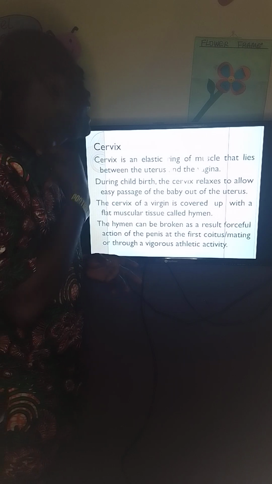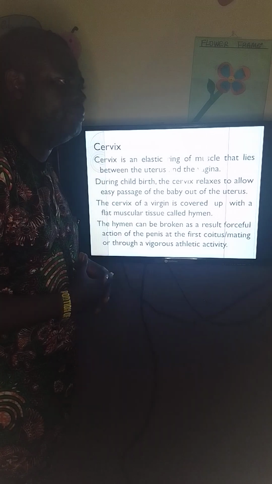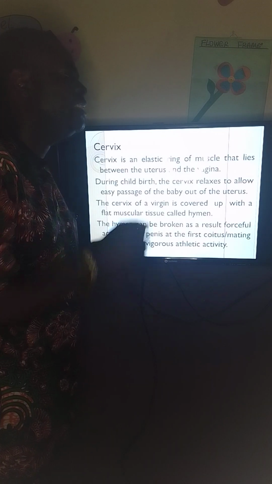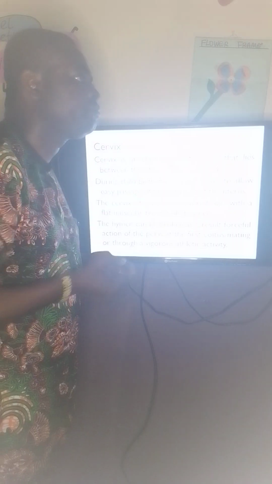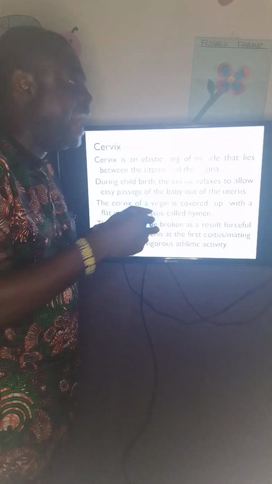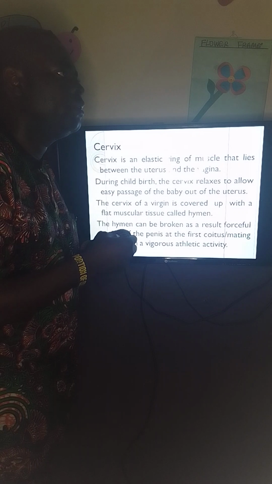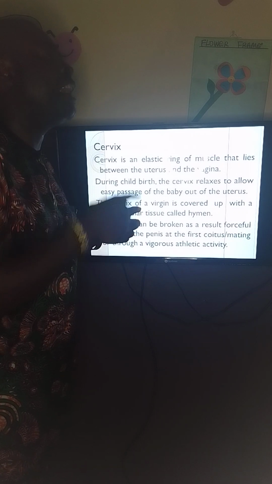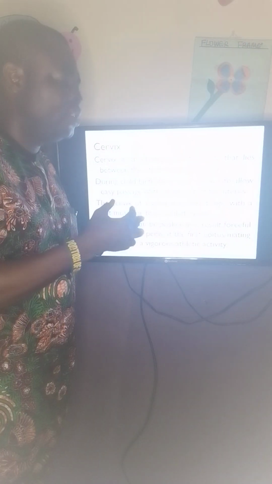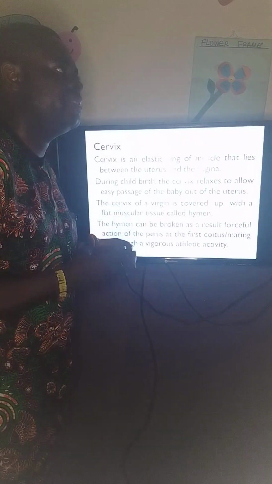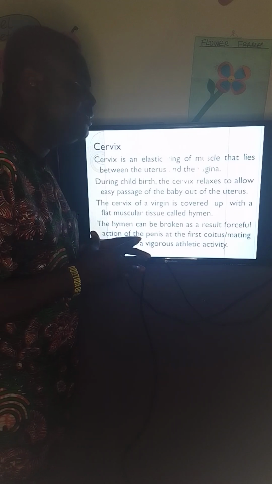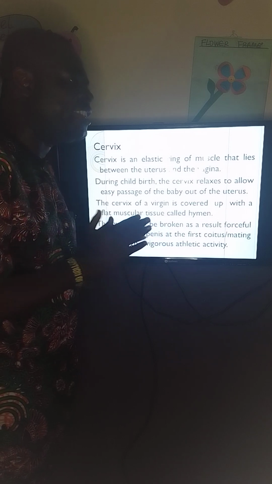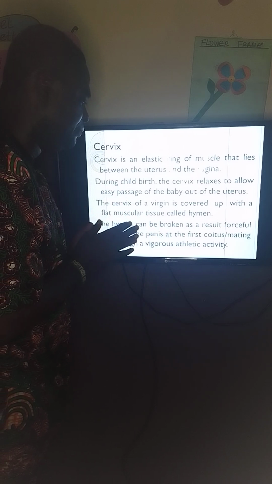No wonder the bones of the neck are called cervical vertebrae. The cervix is the neck of the womb. It's a ring of muscle that can expand and close. During pregnancy, it remains closed. During childbearing, it opens to allow the head or the foot of the baby to pass. That's the cervix. In a virgin, the cervix is protected by a delicate muscular sheath called the hymen.